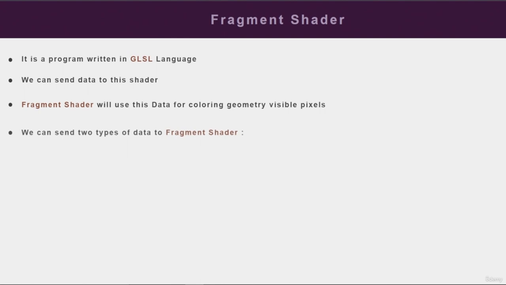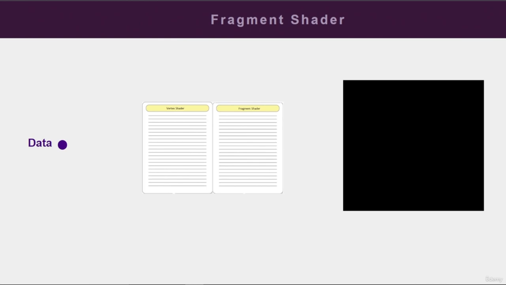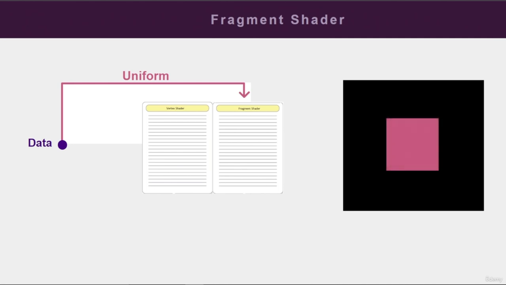We can send two types of data to the fragment shader. The first type is the uniform data. And as we said, this data will be the same for all the vertices. And the second type of data is the varying data, which is the data being sent from the vertex shader to the fragment shader. But what do we mean by that? Okay, so the first data type is uniform data, which is the data common with all the vertices. We can send this type of data directly to the fragment shader, and since the uniform data is the same for all the vertices, then the geometry will be colored with the same color. And the second type of data is the varying data.